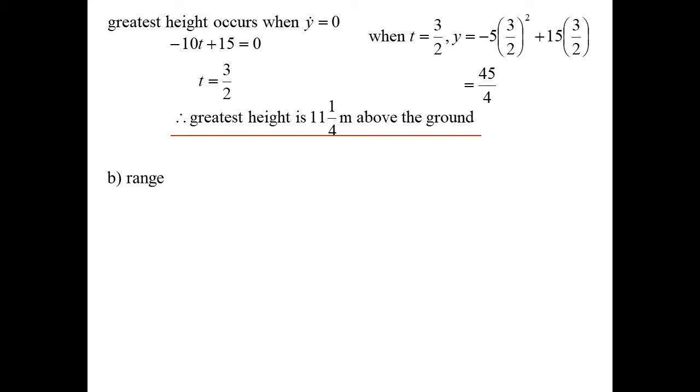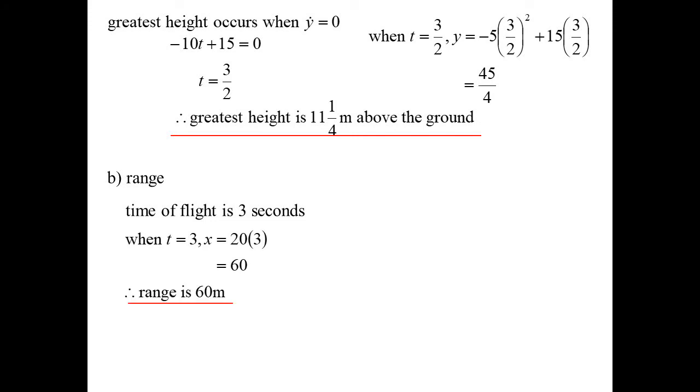What's its range? Look, I don't have to work out the time of flight because I know a parabola is symmetric. And because we're landing on the ground and we're projected from the ground, if it took 1.5 seconds to go up, it'll take 1.5 seconds to go down. So the time of flight is 3 seconds. Now, if you didn't realize that, then of course you could solve y equals 0. Sub in to find the x value and we get 60. So our range is 60 meters.